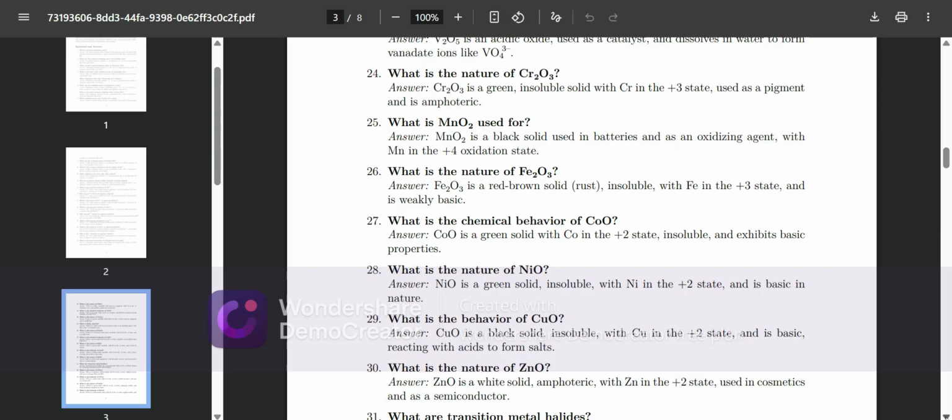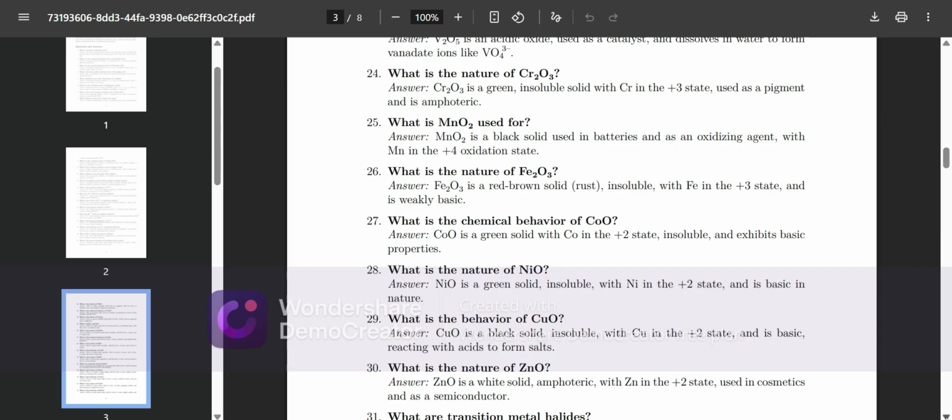What is the nature of Cr2O3? Cr2O3 is a green insoluble solid with Cr in the +3 state, used as a pigment, and is amphoteric. What is MnO2 used for? MnO2 is a black solid used in batteries and as an oxidizing agent, with Mn in the +4 oxidation state. What is the nature of Fe2O3? Fe2O3 is a red-brown solid, rust, insoluble, with Fe in the +3 state, and is weakly basic.